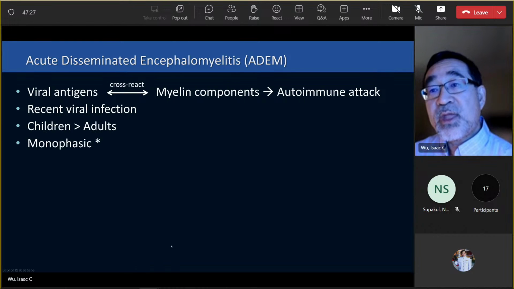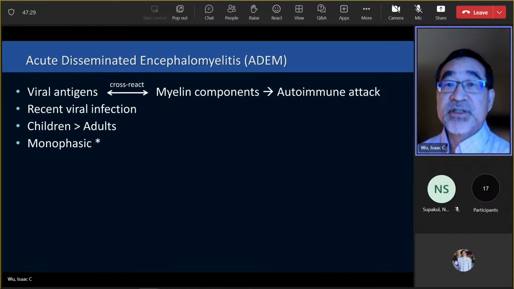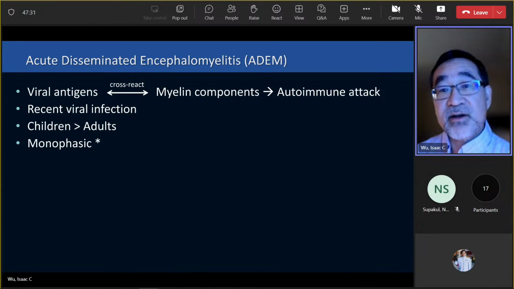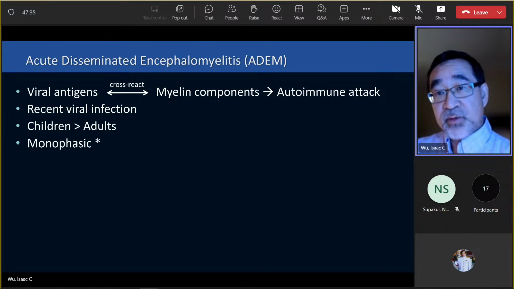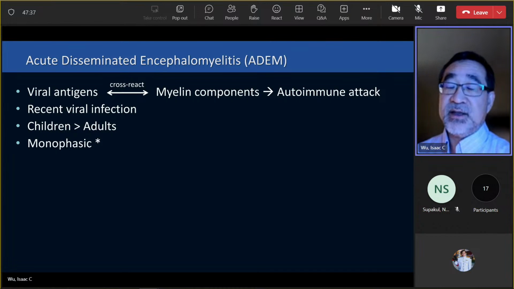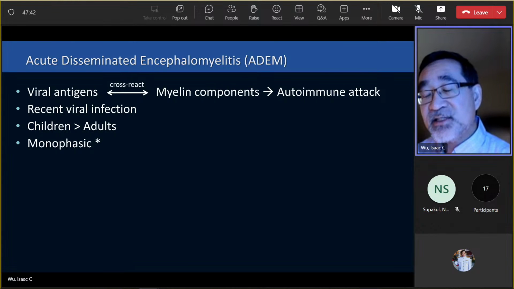And classically, it was thought of as monophasic, and that's not entirely true, but Dr. Walsh will talk a little bit more about that. But for the purpose of board exam study, think of them as sort of the lesion that should behave exactly the same.